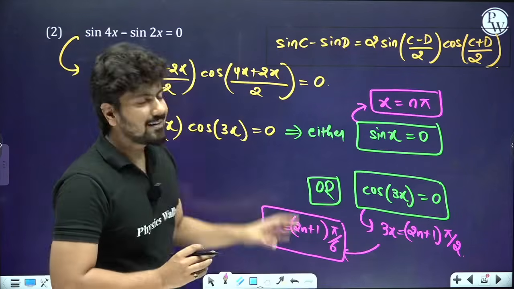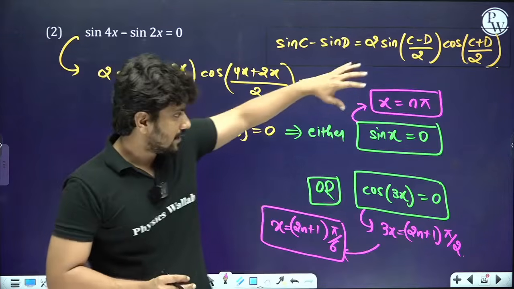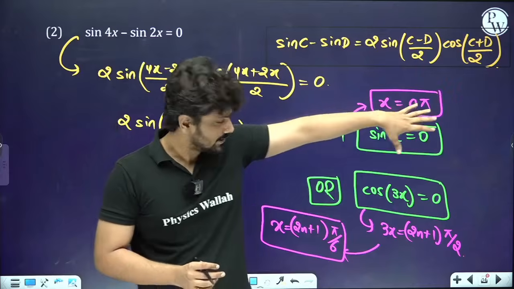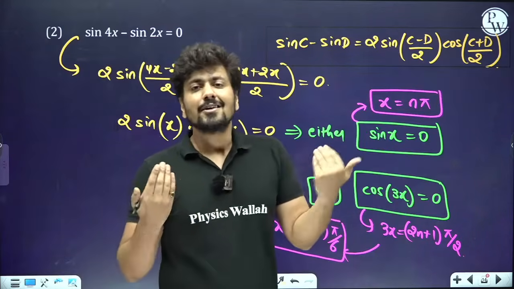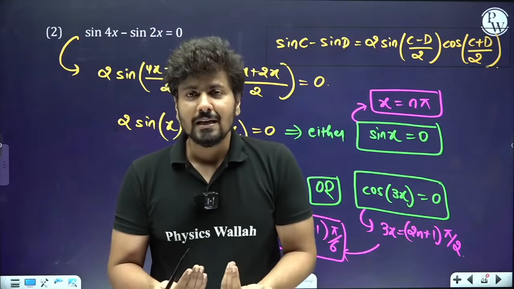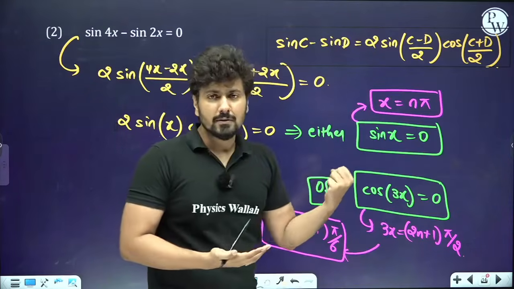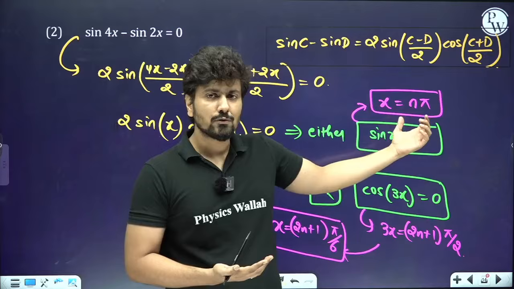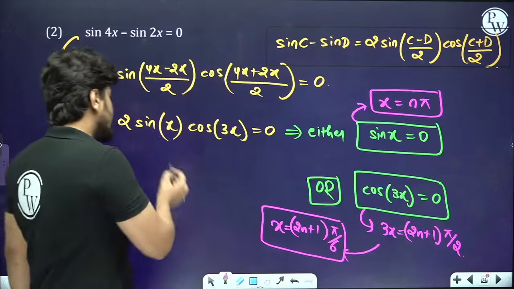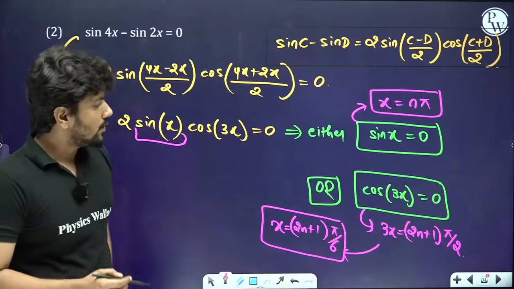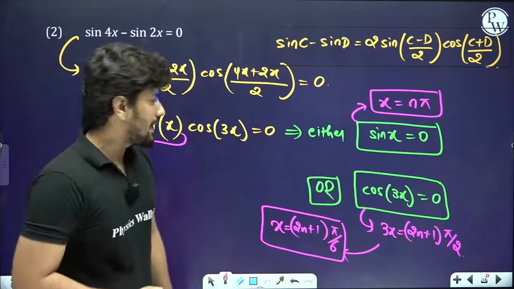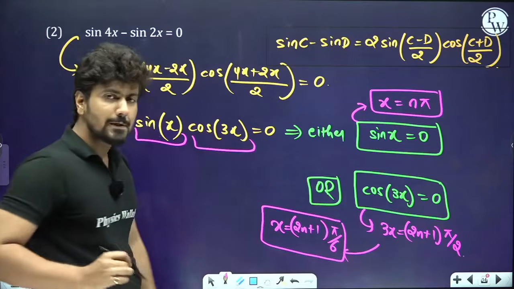So now, for our final answer for this question, these are the solutions which satisfy this equation. These are also the solutions which satisfy the equation. So we are going to take the union of these two solutions. Basically, we want to include these ones. For x is equal to n pi, this thing will be 0. And for x is equal to 2n plus 1 times pi by 6, this thing will be equal to 0.